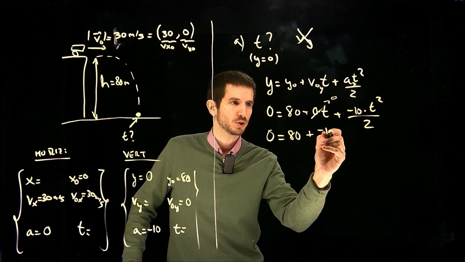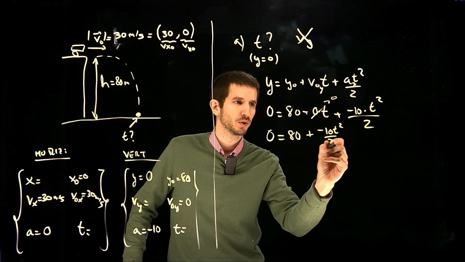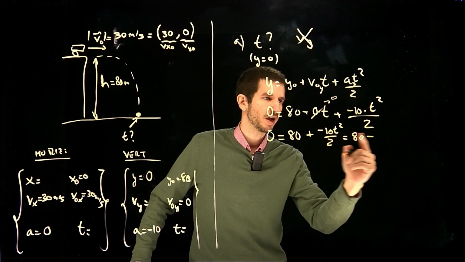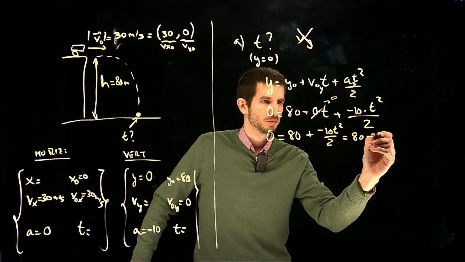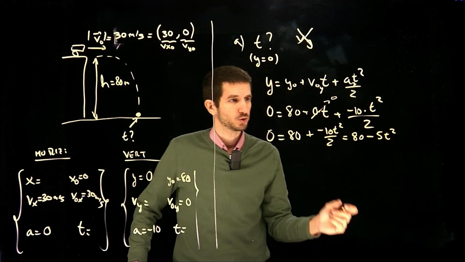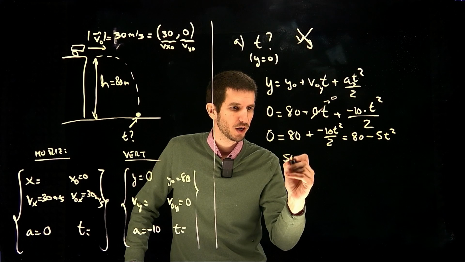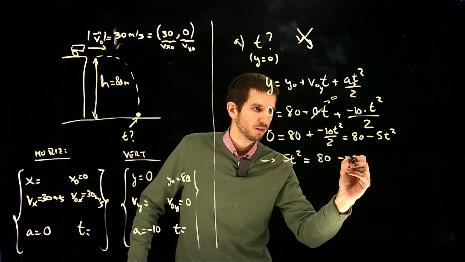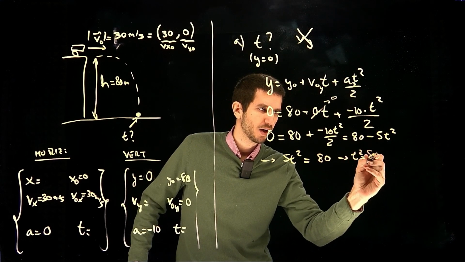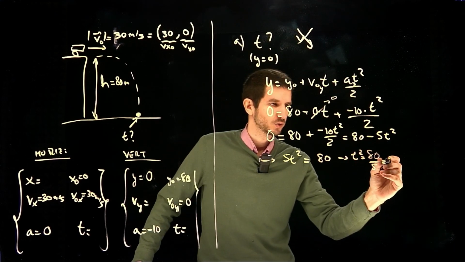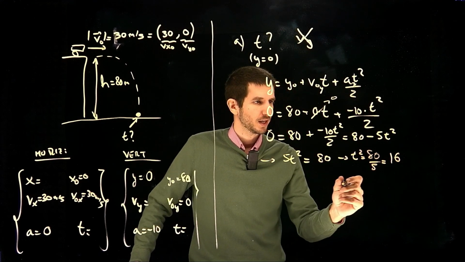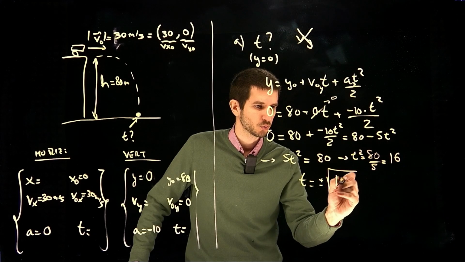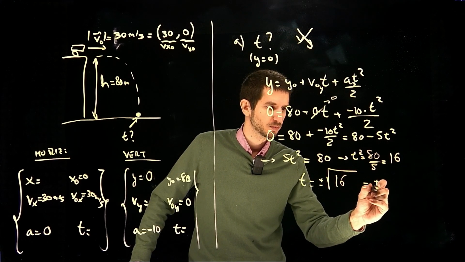So that's going to be minus 10 squared divided by 2, which is, of course, 80. Minus 10 divided by 2 is 5, and there's a minus, so that's going to be minus 5t squared. And so, of course, we can see that 5t squared is equal to 80, and finally, t squared is 80 divided by 5, and that's going to be 16, right? And so we have t equal to plus or minus the square root of 16, which is plus or minus 4.